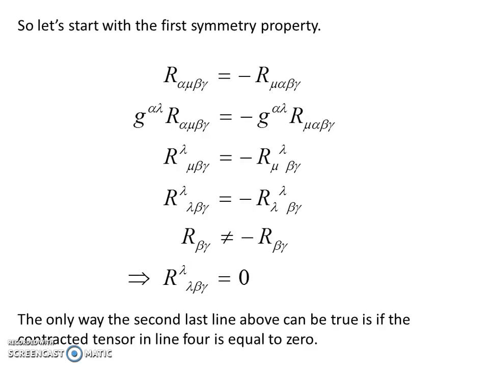So starting with the first symmetry property from the last video, we start here. We're going to multiply through by the inverse metric to raise an index, in this case alpha, the first index. When we come down to this line here, when we contract on the first and second indices, we end up with this statement here. And that can only be true if the contracted tensor is equal to 0. And so when we contract on the first and second indices, the Riemann tensor goes to 0.